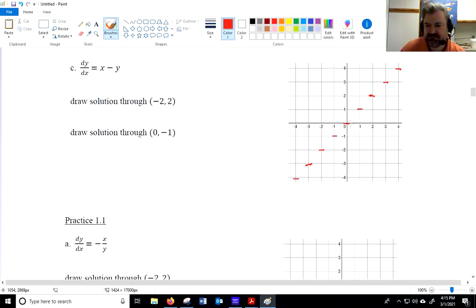If I plug in the 1, comma 2, I get a negative 1. 2, comma 3 is a negative 1. 3, comma 4 is a negative 1. 0, comma 1 is a negative 1 because I'm subtracting the y. So all these are my negative 1 slopes. If I plug in 1, 0, I get positive 1. 2, 1, I get positive 1. So you can see we're getting a kind of an unusual shape here.